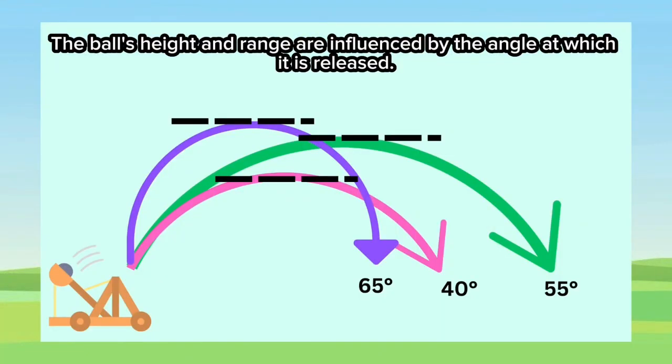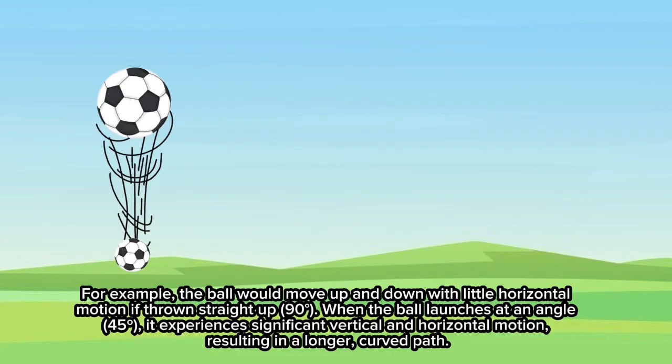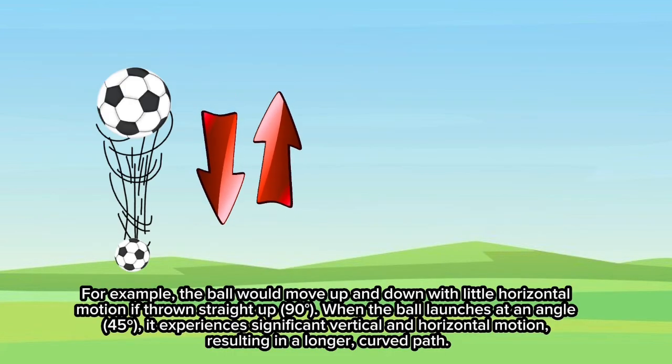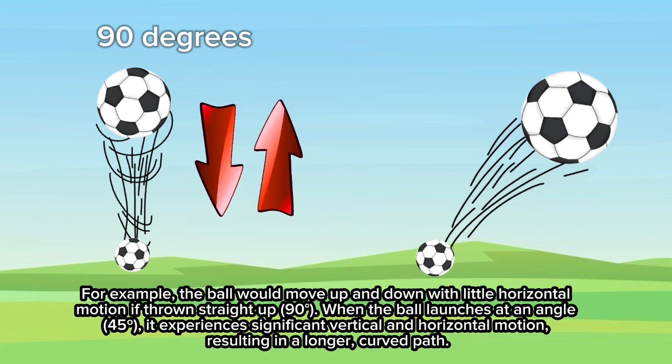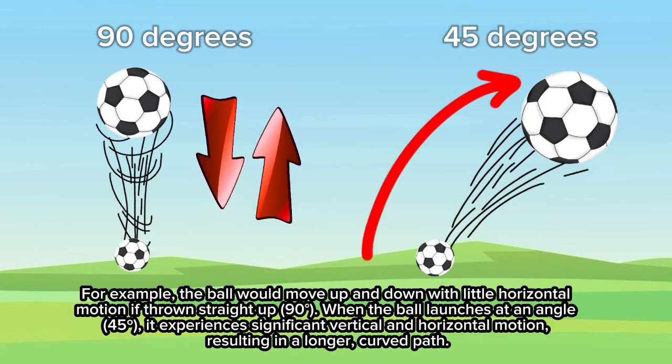Fifth, we have the angle of release. The ball's height and range are influenced by the angle at which it is released. For example, the ball will move up and down with little horizontal motion if thrown straight up at 90 degrees. When the ball launches at an angle, for example 45 degrees, it experiences significant vertical and horizontal motion, resulting in a longer curved path.